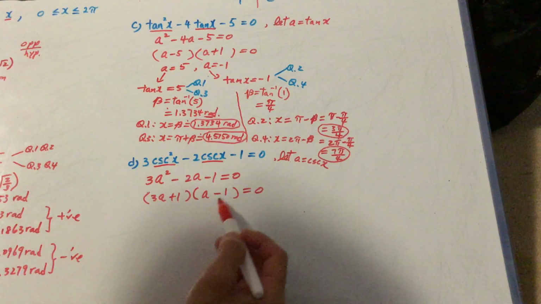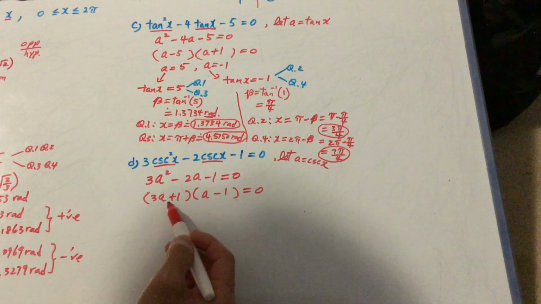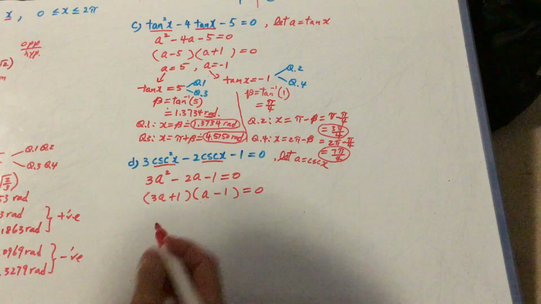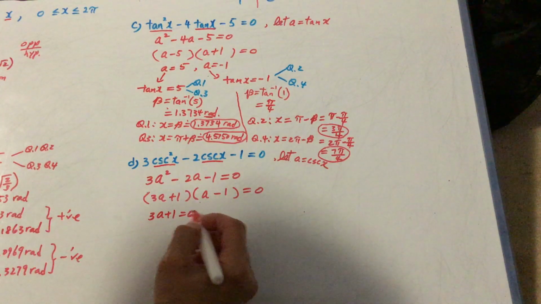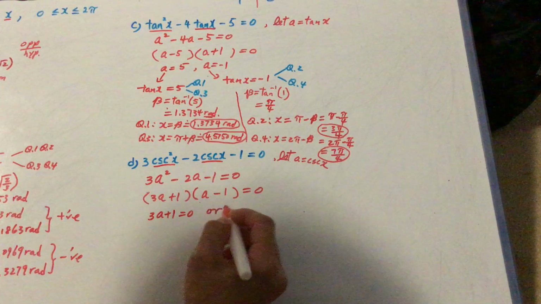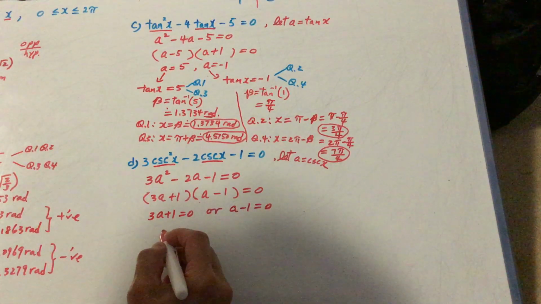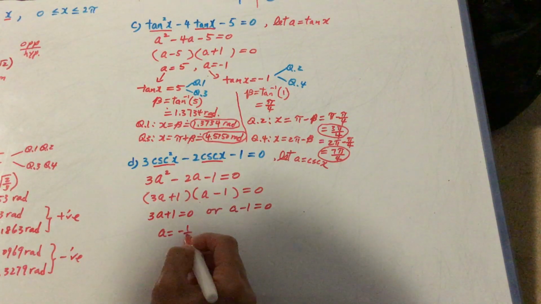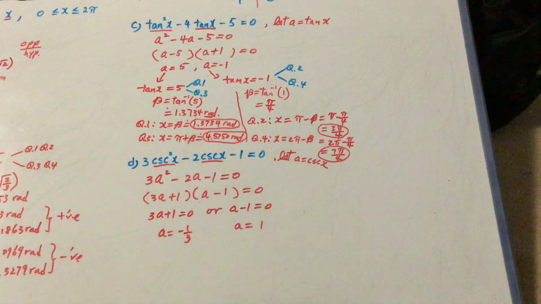So again, you double check with the smiling face. Plus 1 times negative 1 gives you negative 1. A minus 3A plus A will give you minus 2A. So this one works. So now you have either 3A plus 1 equal to 0, or A minus 1 equal to 0. Solving for A, this one A is equal to negative 1 over 3, and this one A is equal to positive 1.